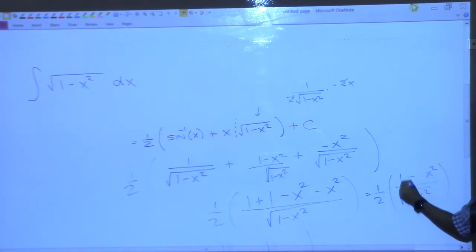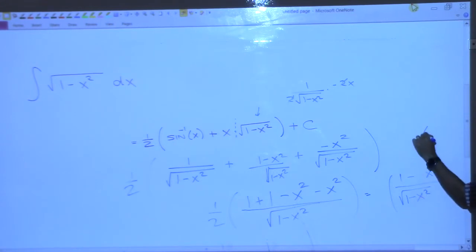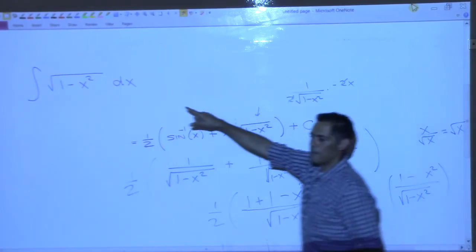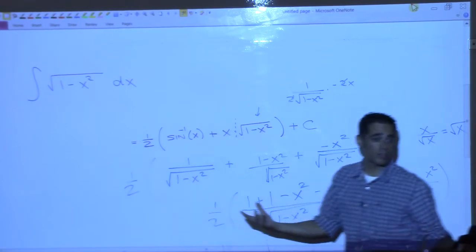I'm going fast because we don't have time for this right here. Okay, and then this right here is the same as x over root x, which is just root x. They're the same thing, right? So this is that. Okay, so it works.